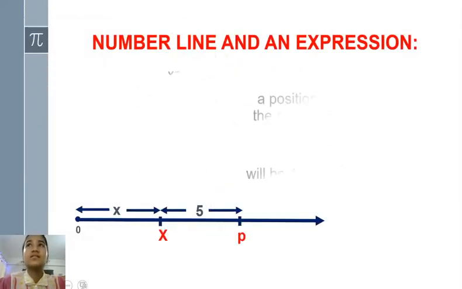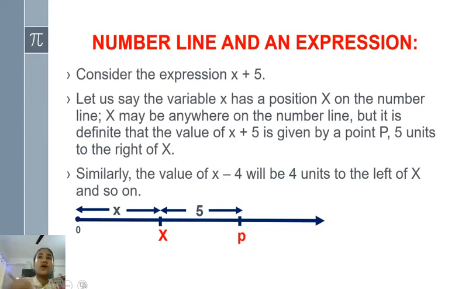The next thing is number line and an expression. Now, how can we represent an expression on a number line? For instance, consider the expression x plus 5. The variable x has a position x on the number line, so it can have any position, right? x may be anywhere on the number line, but it is definite that the value of x plus 5 is given by a point P 5 units to the right of x. So plus, when it comes, we have to move towards the right. So for x plus 5 itself, we have to go 1, 2, 3, 4, and 5.